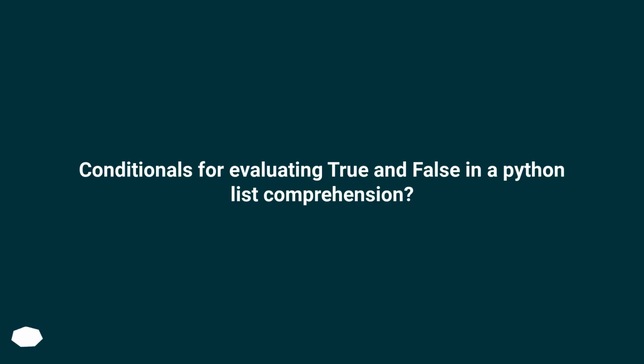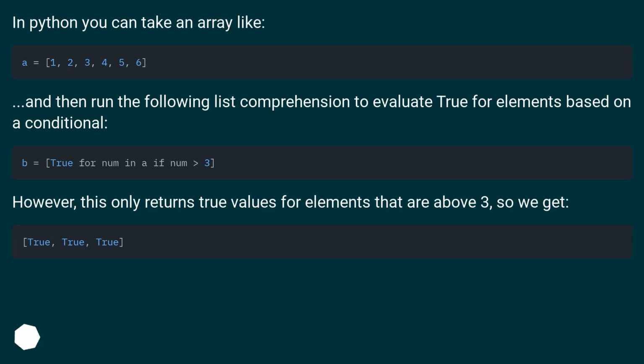Conditionals for evaluating true and false in a Python list comprehension. In Python you can take an array like this and then run the following list comprehension to evaluate true for elements based on a conditional. However, this only returns true values for elements that are above 3, so we get this.